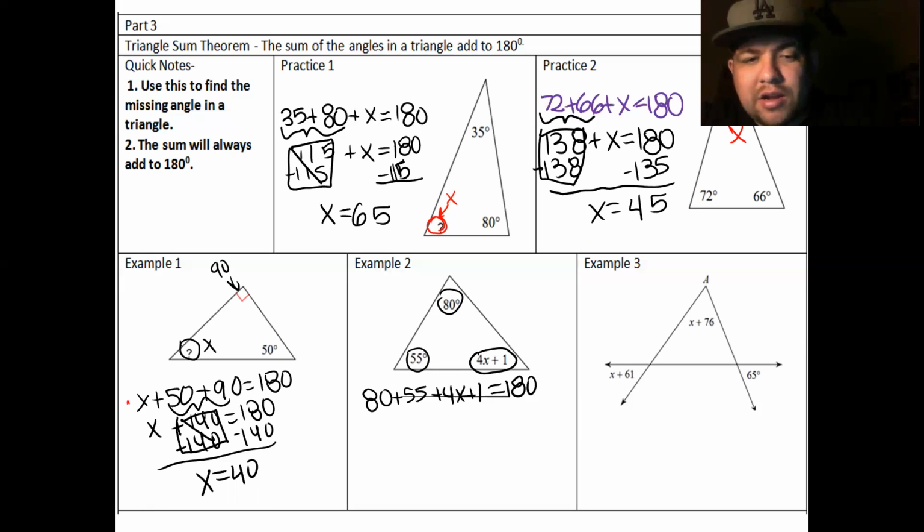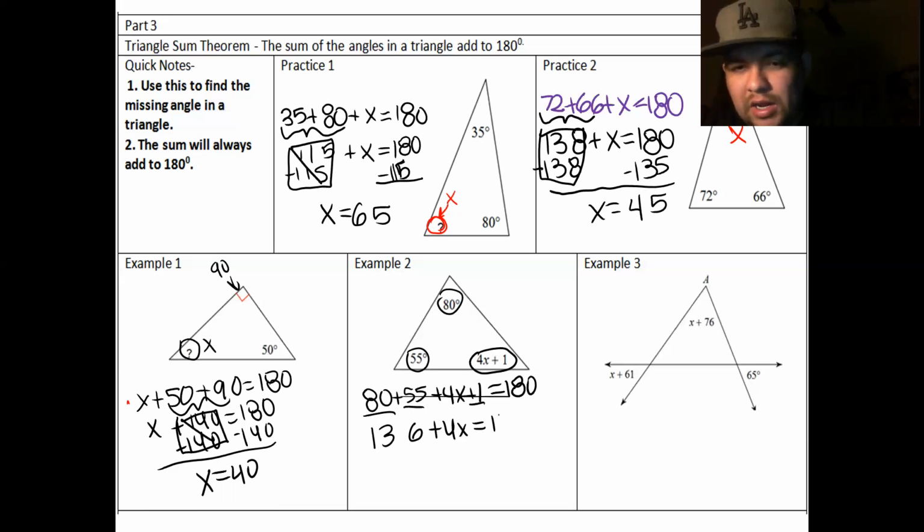We're going to go ahead and combine like terms. So 80, 55, and 1. That's 136 plus 4x is equal to 180. If you need a calculator, definitely use a calculator.